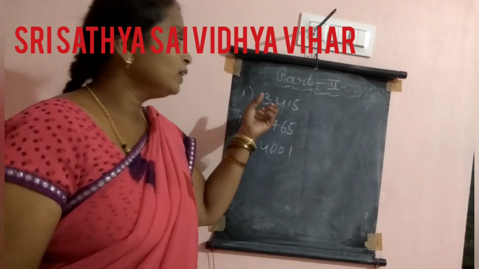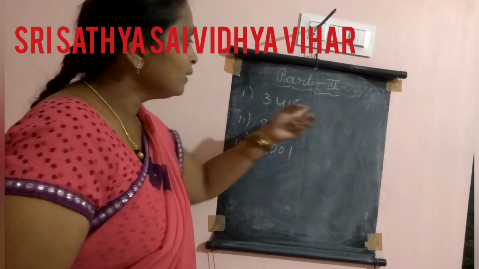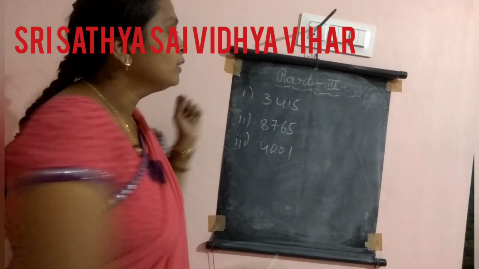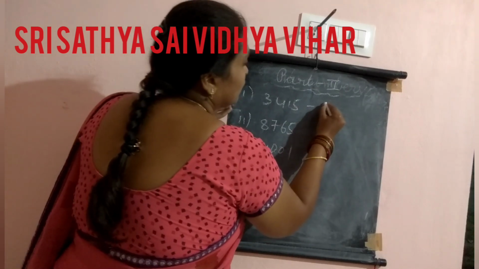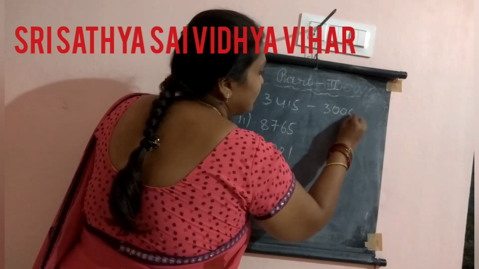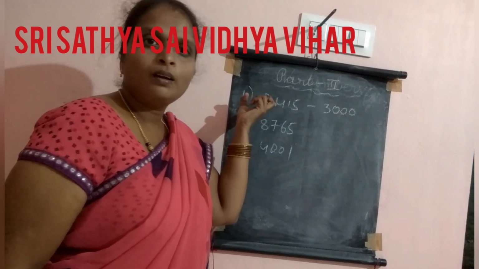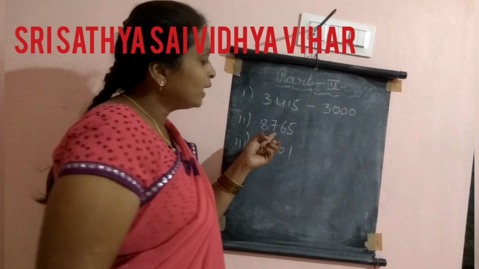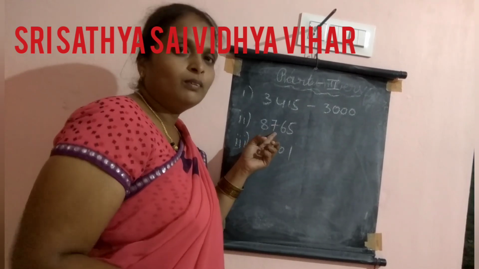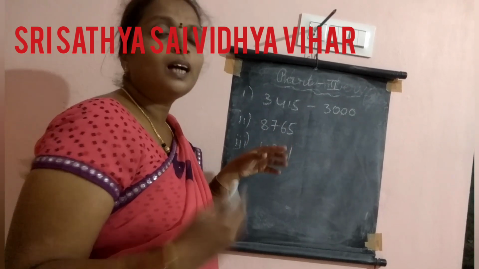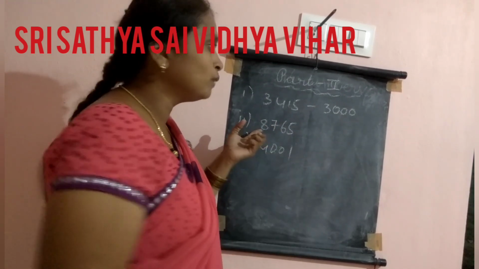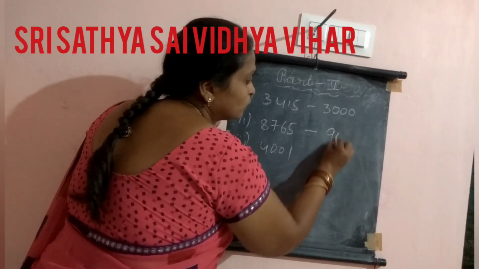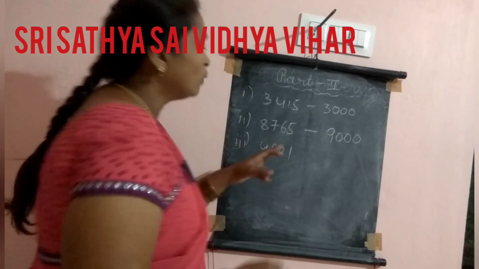Now check here the place value for the nearest thousands. For 3415, the hundreds place is 4, less than 5, so it is 3000. Next, 8765: the hundreds place is greater than 5, so the thousands place should be the next number, 8000 becomes 9000. This is nearest to 9000.